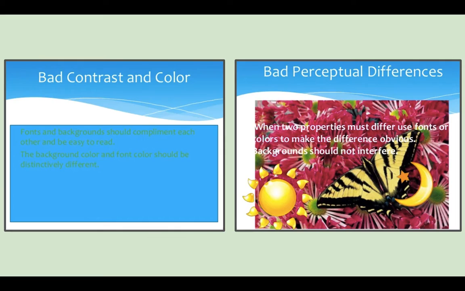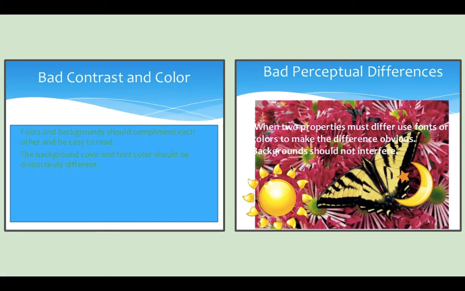So first of all, notice right here, if you have bad contrasting color, I need to be able to see the words that are on your slide. If you put dark letters on a dark slide, I'm not going to be able to see it. Or if you put light letters on a light slide, I won't be able to see it. So make sure that there's a decent amount of contrast between the color of your words and the color of your background.